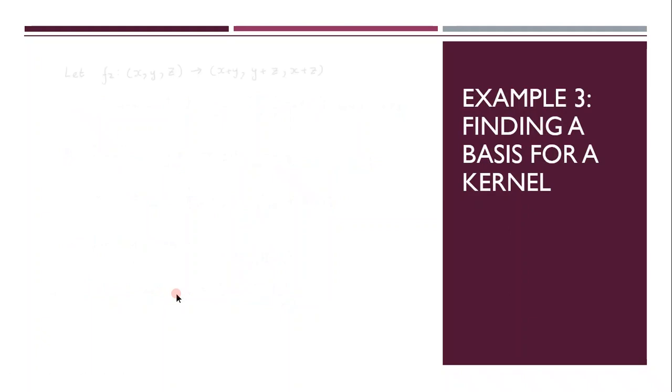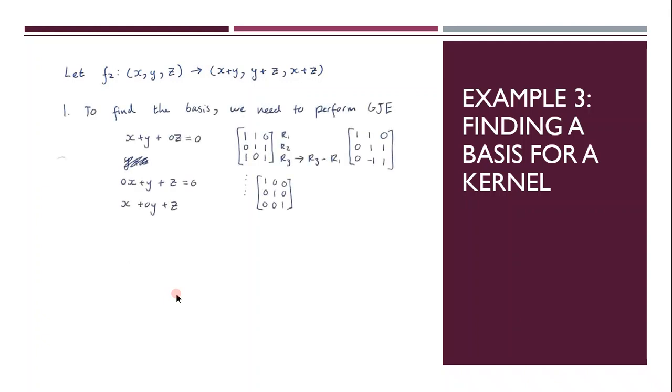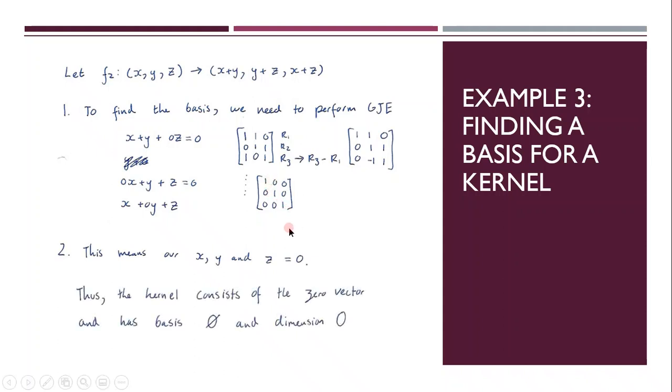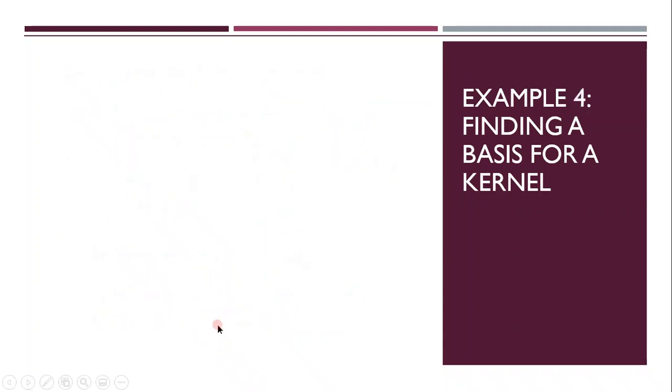Let's do another example. Let's try to find a kernel for this, and then you can find the basis. This one you do need to perform Gauss-Jordan elimination, and once you do, you find that x, y, and z equal 0, which means that the kernel consists of just the zero vector and has dimension 0. So the basis is the empty set.